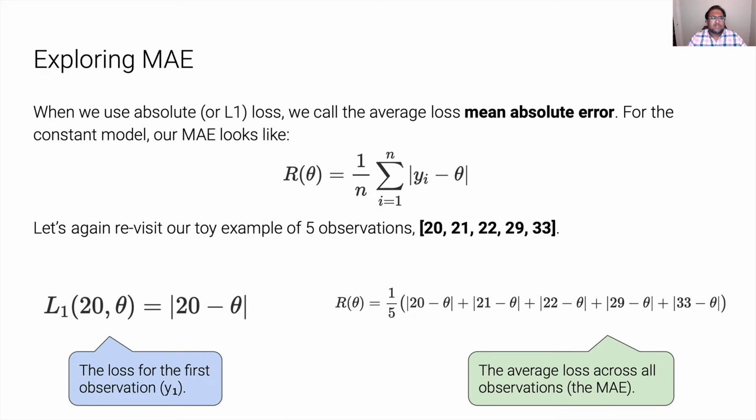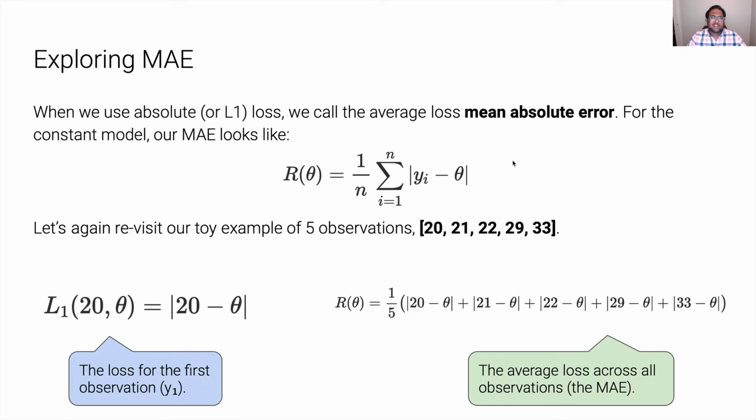So if we are using absolute or L1 loss, our average loss is called mean absolute error. And so what our average loss or empirical risk looks like is this. It's 1 over n times the sum of the absolute values of yi minus theta.